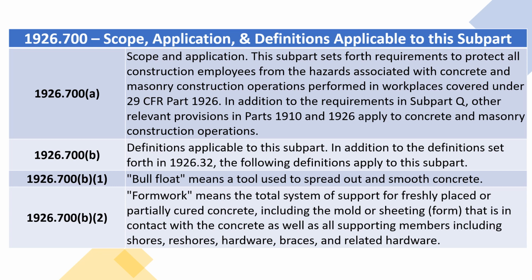1926.700(b)(2), Formwork means the total system of support for freshly placed or partially cured concrete, including the mold or sheeting (form) that is in contact with the concrete as well as all supporting members including shores, reshores, hardware, braces, and related hardware.